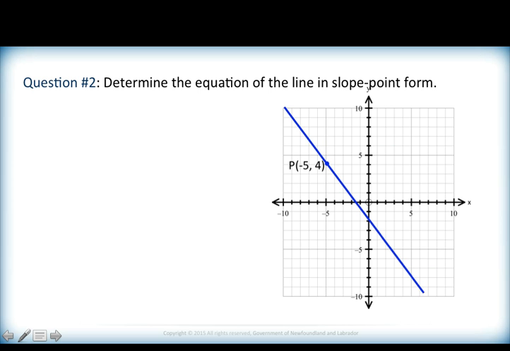Question 2. Determine the equation of the line in slope point form. So we're just going to rewrite our equation for slope point form so we know exactly where we need to substitute the important values. And as you can see from the line segment, a point is already chosen for us, -5 and 4. But what we need to do first, we actually need to find the slope. So we're going to use rise over run. And we're already given this point here. Now we just have to find another one.